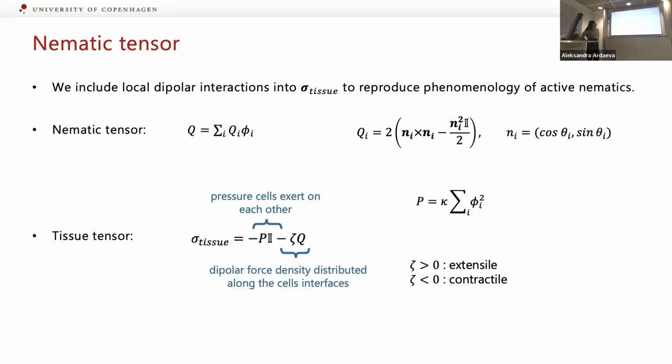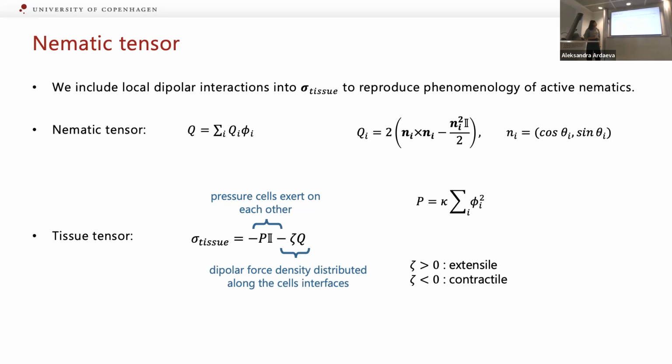Since we want to include some link to the liquid crystal theory, we have to introduce nematics into it. To do so, we define a director for each cell, along the direction where the cell is elongated, for example, if you want to think experimentally how you would define that. And we do this by introducing a nematic tensor Q.